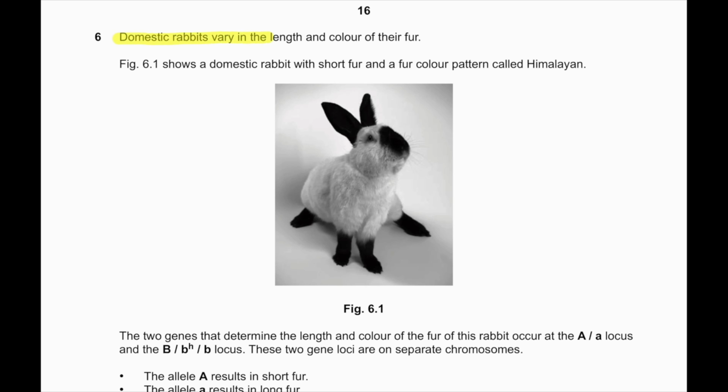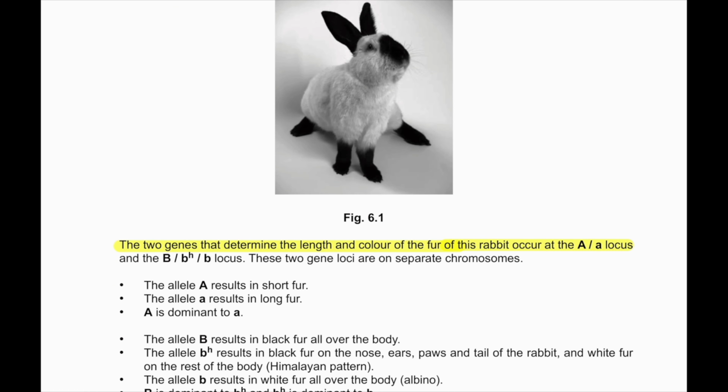Domestic rabbits vary in the length and color of their fur. Figure 6.1 shows a domestic rabbit with short fur and a fur color pattern called Himalayan. Two genes that determine the length and the color of the fur of the rabbits occur at the capital A/small a locus and the capital B, small bh and small b locus. These two gene loci are on separate chromosomes.